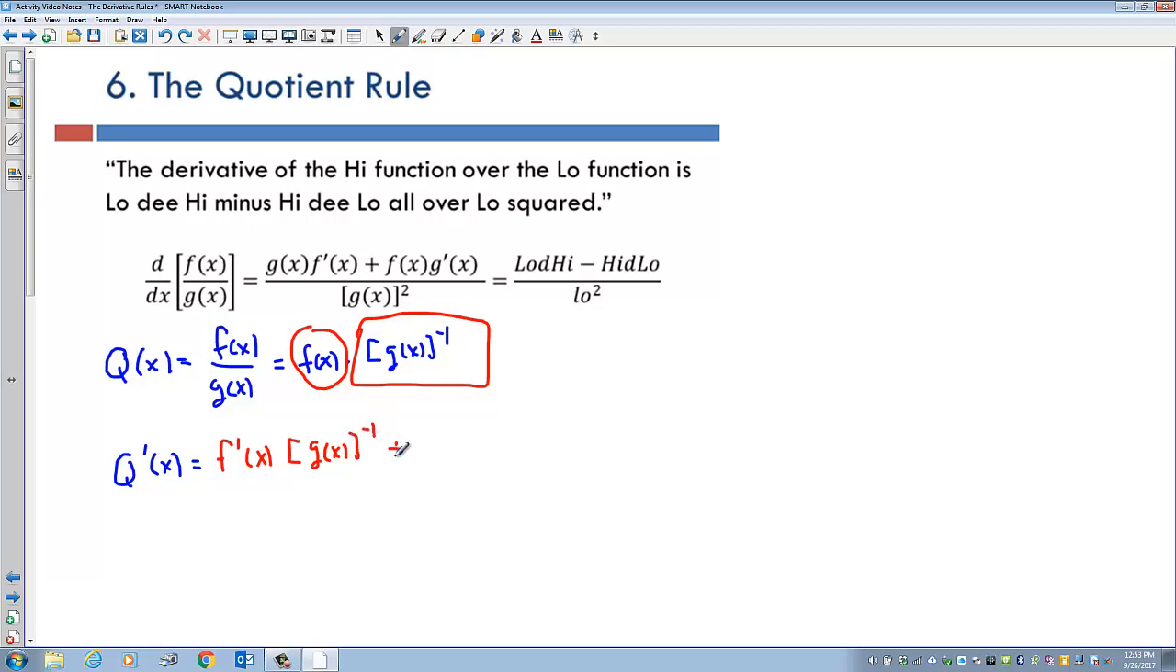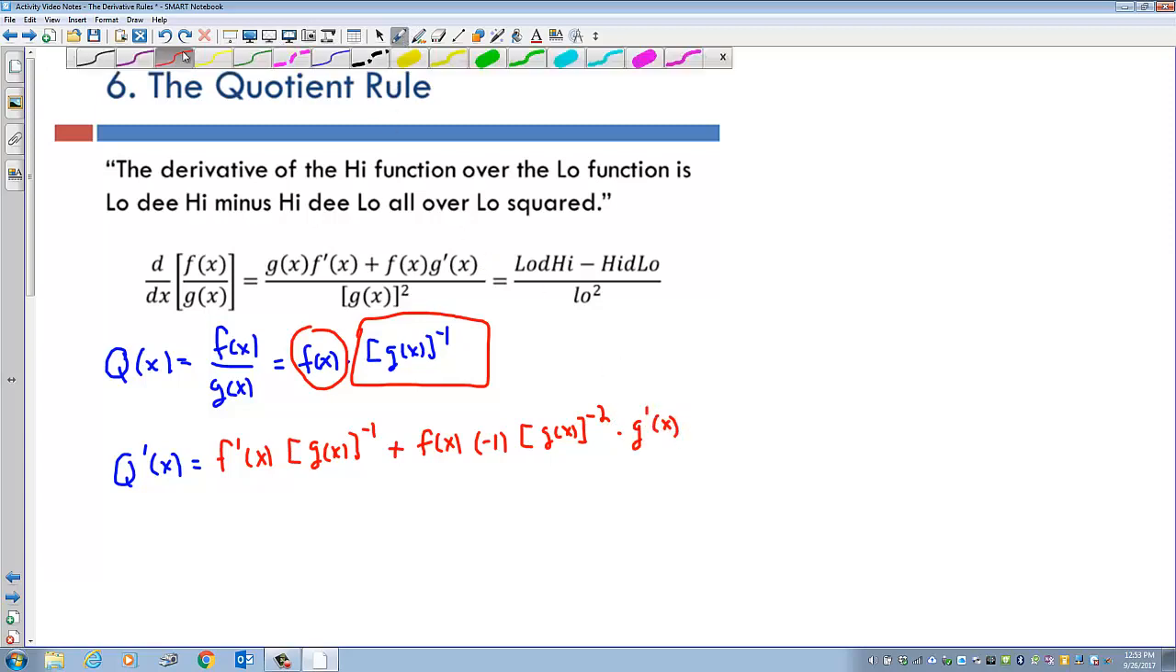and then plus the first, so plus f of x, times the derivative of the second. So the derivative of the second is actually a chain rule, so you have an inside and an outside raised to the negative one. The negative one comes down, we're doing the derivative of the outside, and you get g of x to the negative one minus one, which is negative two, and of course times the derivative of the inside, so times g prime of x.